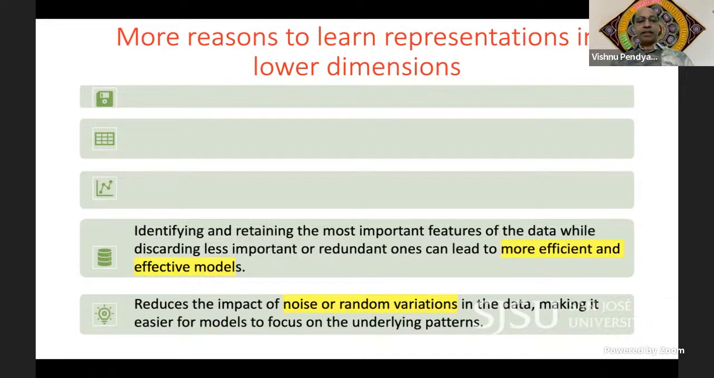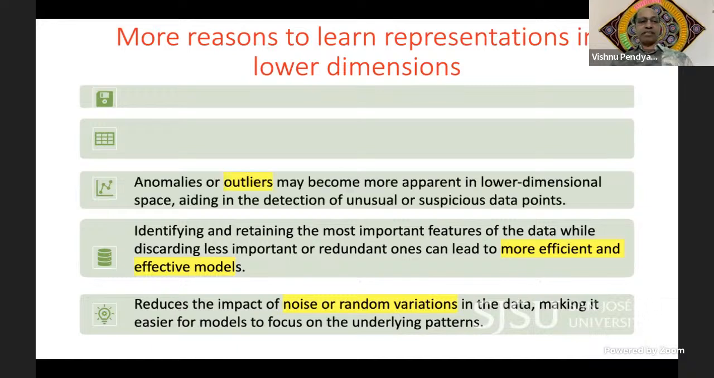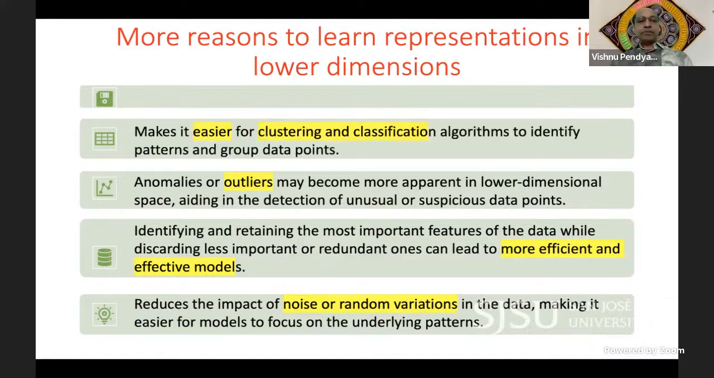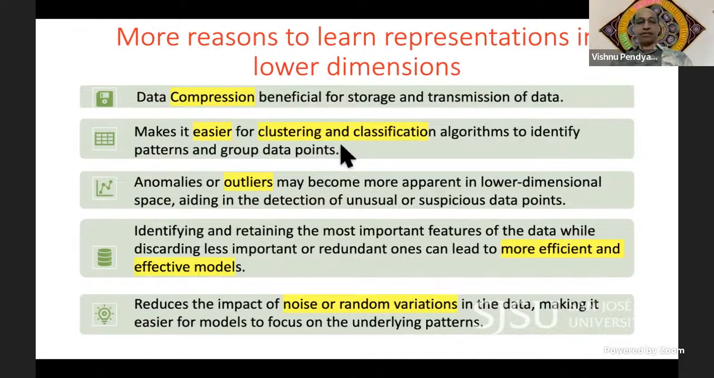And reducing dimensions will obviously lead to more efficient and effective models. It will also improve the performance of the model. I'll explain this a little bit in more detail in a subsequent slide. Anomalies or outliers become apparent in lower dimensional spaces when you visualize data. And it makes it easy for clustering and classification algorithms when the dimensions are reduced. I'll elaborate on this also in the next few slides.